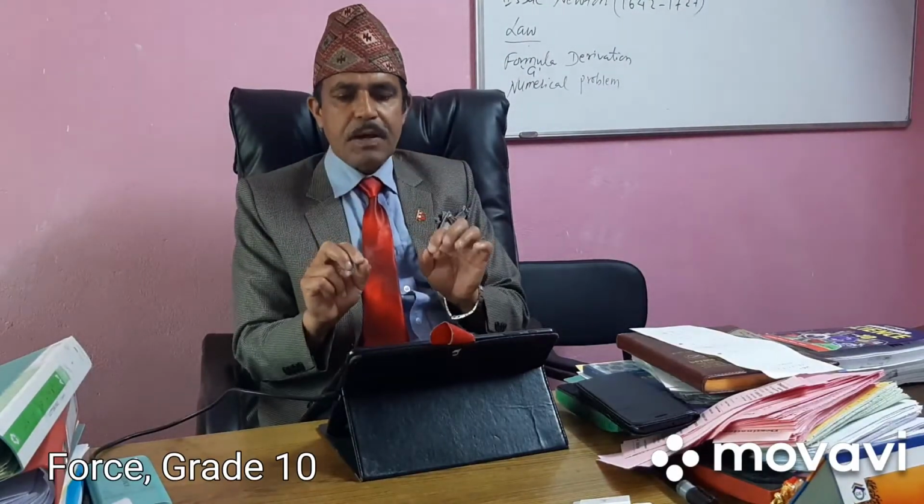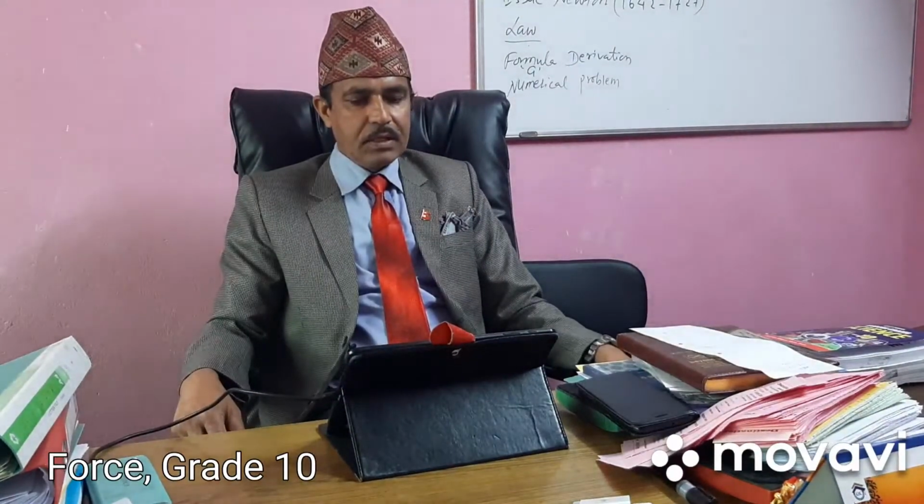Make your concept clear. The space around the heavenly body is the gravitational field. The force experienced by 1 kg mass which is kept in the gravitational field of any heavenly body is the gravitational field intensity. One is region, another is force. What is the formula to calculate gravitational field intensity? I equals F by m. What is F? Gravitational force. What is m? Mass of the body.